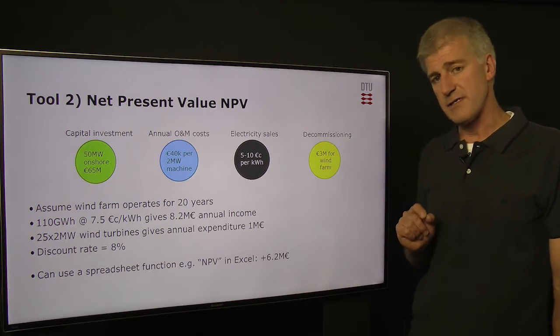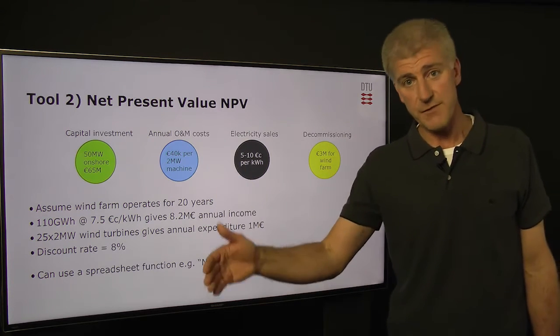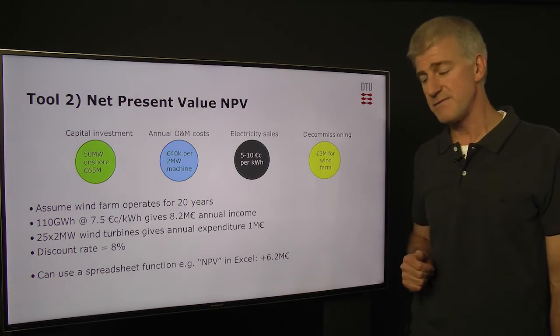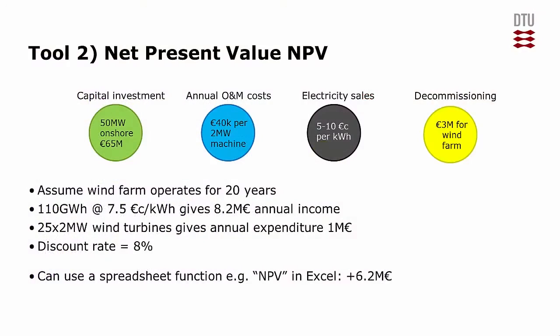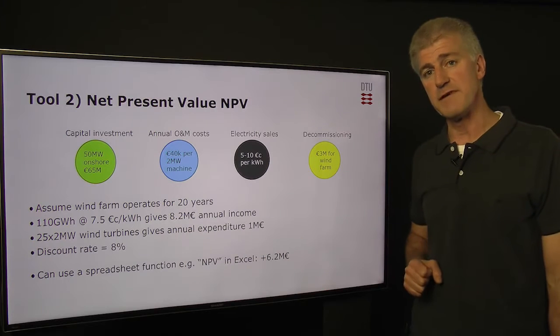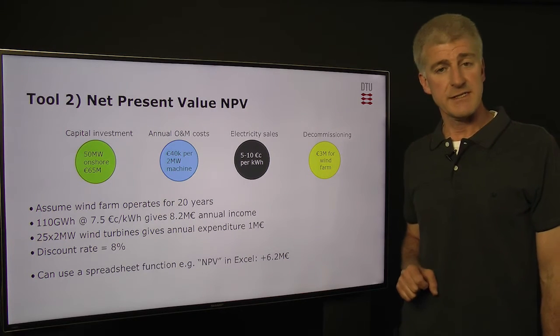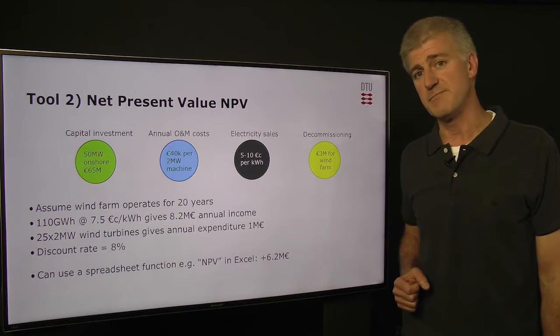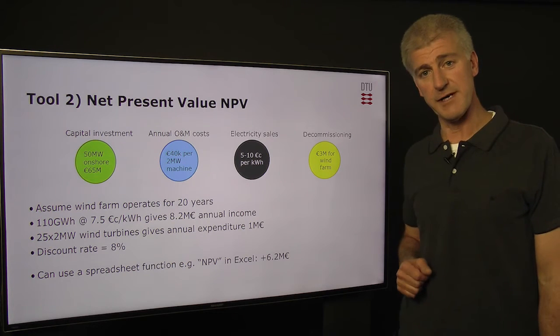Now the discount rate is the value that we use in order to translate money in the future back to money in today's value. And the simplest way really to do this is we can use a spreadsheet such as Excel, which has an NPV function. And we feed these figures into this NPV function, and in this case the wind farm project has a net present value of around about 6 million euros. So this project we should continue with looking at.